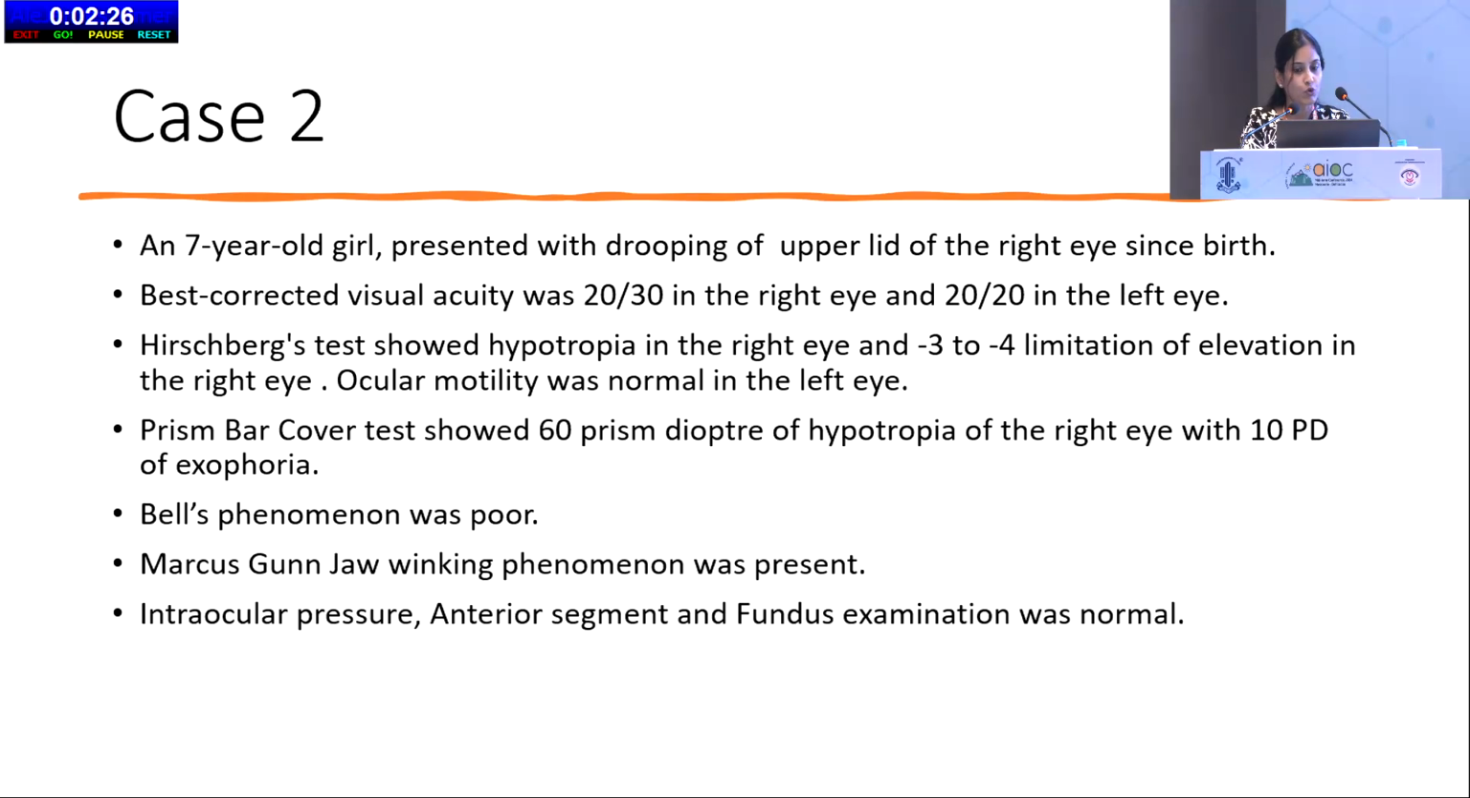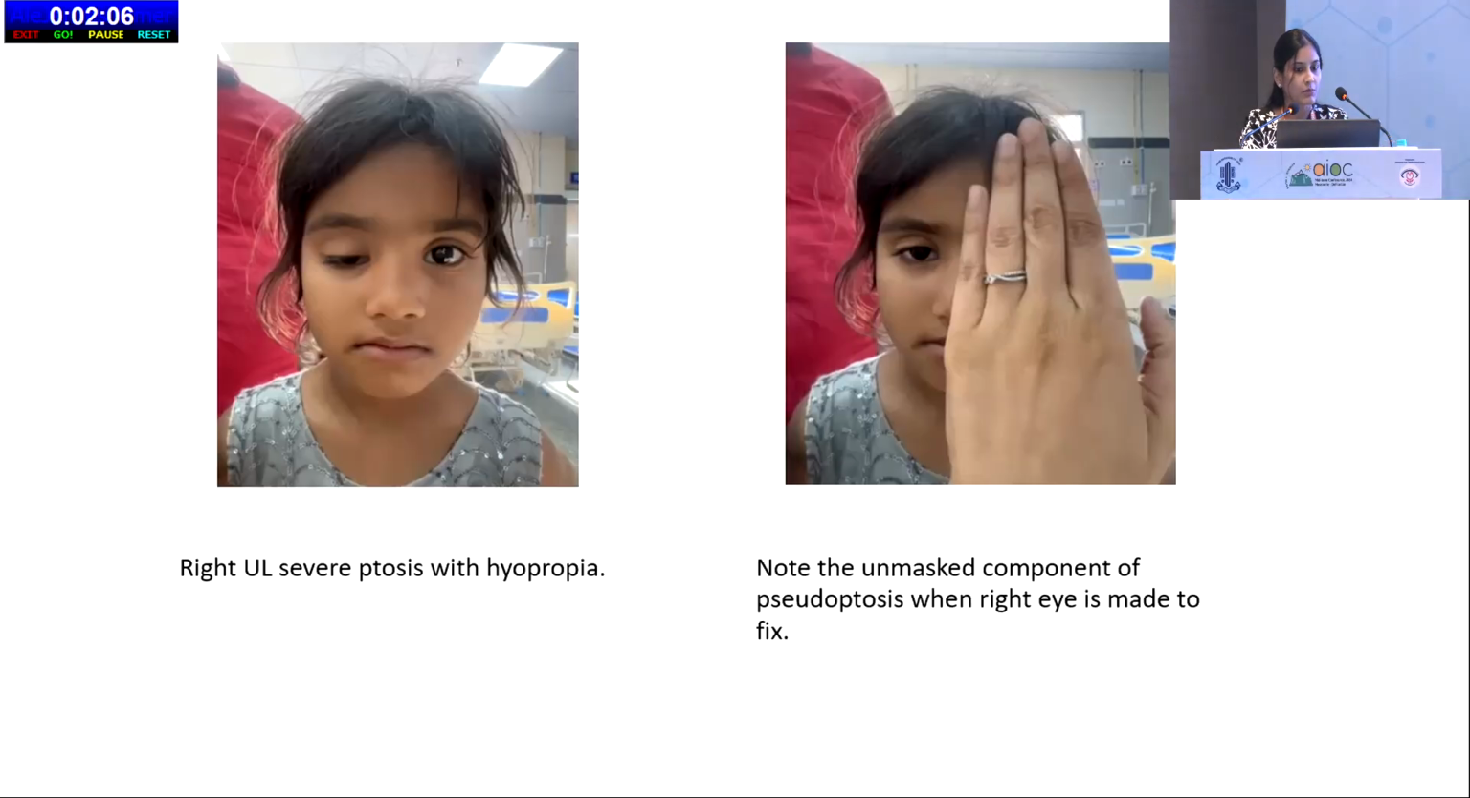Hirschberg test showed hypotropia along with marked limitation of elevation in the right eye. The ocular motility of the left eye was normal. The prism bar cover test showed 60 PD of hypotropia in the right eye, along with mild exophoria. The Bell's phenomenon was poor. Since she had ptosis also, Marcus Gunn phenomenon was present, and the rest of the examination was normal.